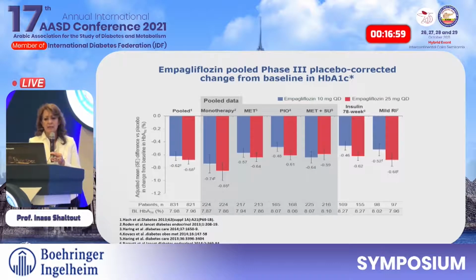In the pooled analysis of many placebo-controlled trials done on empagliflozin, there was a change from baseline of up to 0.85% of hemoglobin A1C reduction, in different pooled analyses with monotherapy, with metformin, pioglitazone, metformin and sulfonylurea, and also with insulin. All these data showed a reduction of hemoglobin A1C of up to 0.85%.